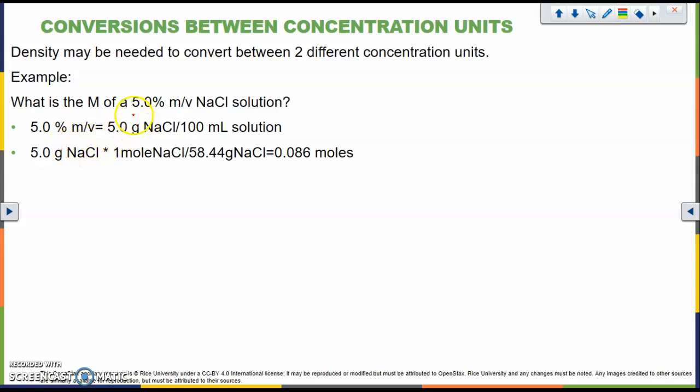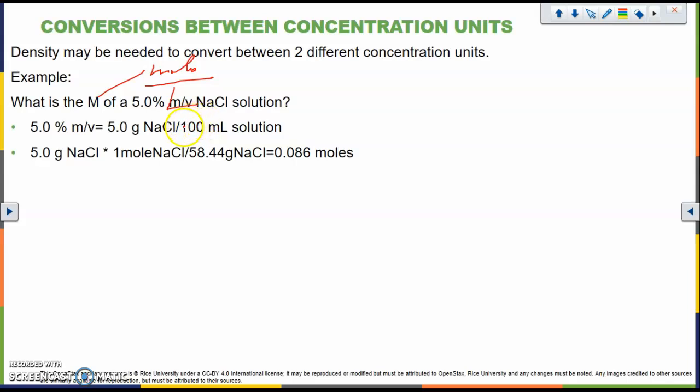The first thing is we need to change this 5 grams of sodium chloride into moles of sodium chloride. Why? Because molarity is moles over liter. So we go from grams into moles, and again we use the molar mass of sodium chloride, which is 58.44. You go to the table of elements, find the atomic weight of one sodium and one chlorine, and add them together. This is going to be how many moles you have.